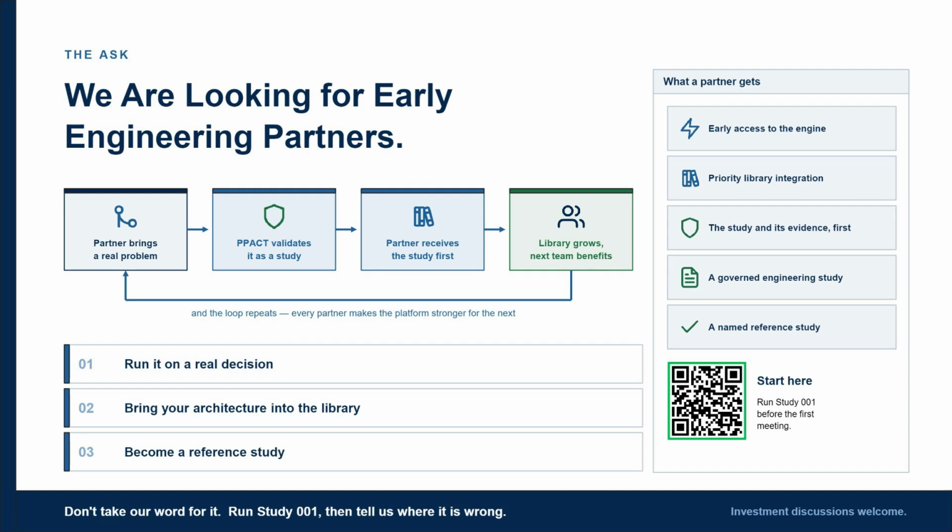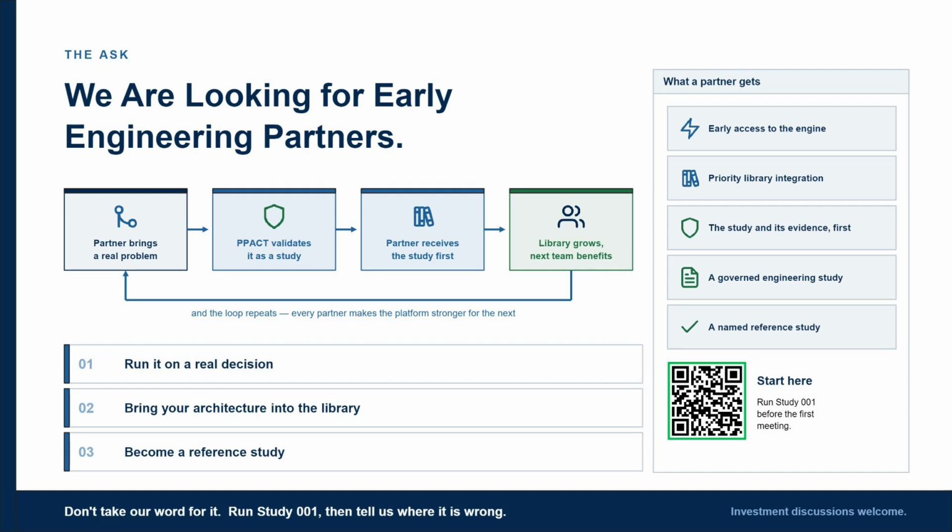We are interested in hearing from engineers, researchers, and teams who are exploring system architecture decisions of their own. Real engineering questions can help us understand where the platform is useful, where its assumptions need to be refined, and which kinds of studies should be explored next. When appropriate, these questions may also lead to new validated studies and help broaden the PPACT Studio study library.